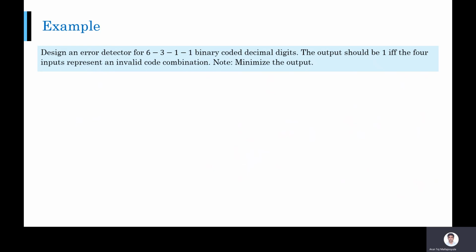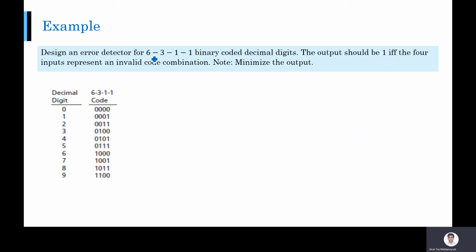Okay, so let us take one more example and then we'll stop. Design an error detector for 6311 binary coded decimal digits. So what is the error here? What is the condition here? The output should be 1 if and only if the 4 inputs represent an invalid combination. Whenever you get an invalid combination, your circuit should give a value of 1. Otherwise, it should be 0. You want this circuit with the minimum number of gates and literals, so you want to minimize the output to reduce your hardware cost. So that is your design problem now.